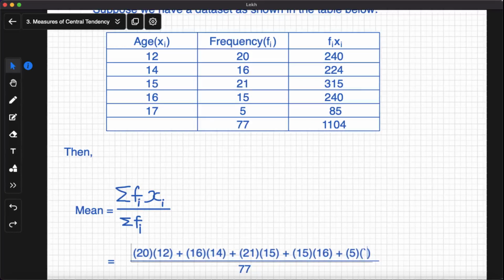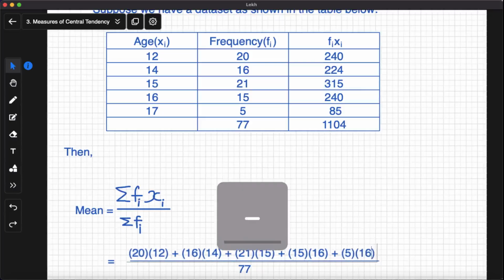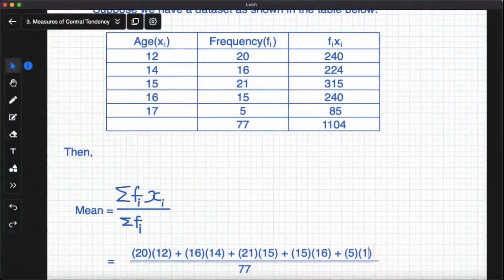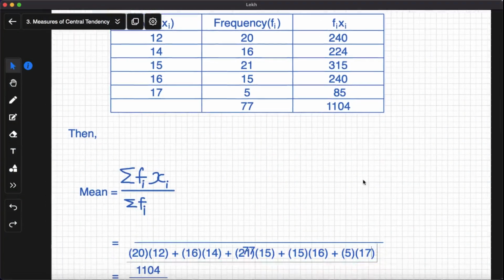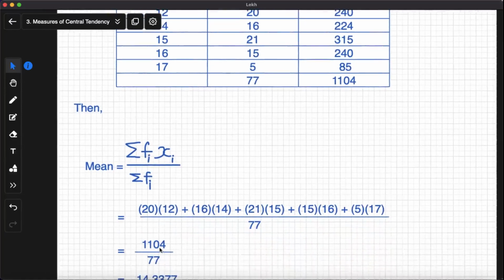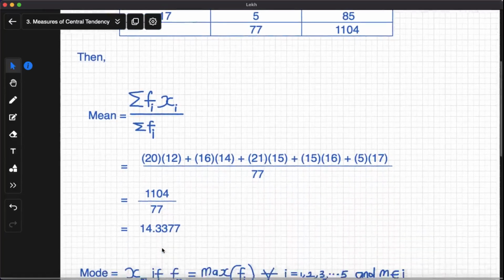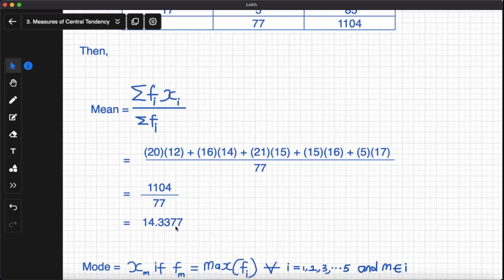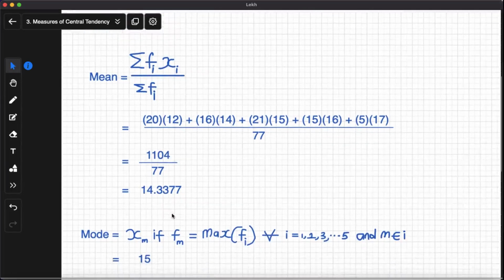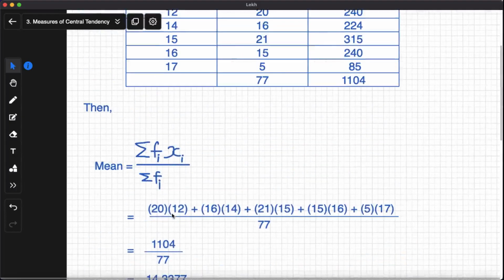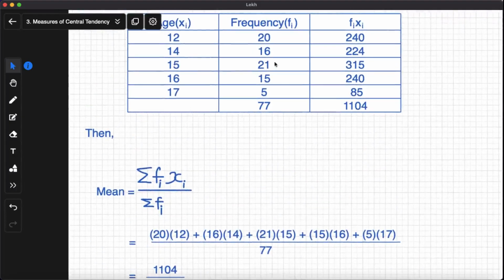So when you have done that, you're going to have 1,104 divided by 77, and that should give us 14.3377. So don't forget, it's preferable for you to have your answer in 4 decimal places. All right, so the mode. What's going to be the mode? The mode is going to be 15. Why? 15 has the highest number of occurrence from the frequency, 21.